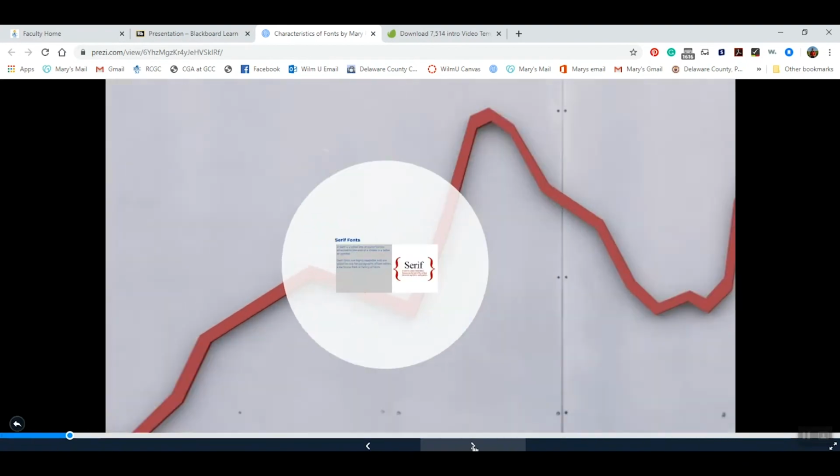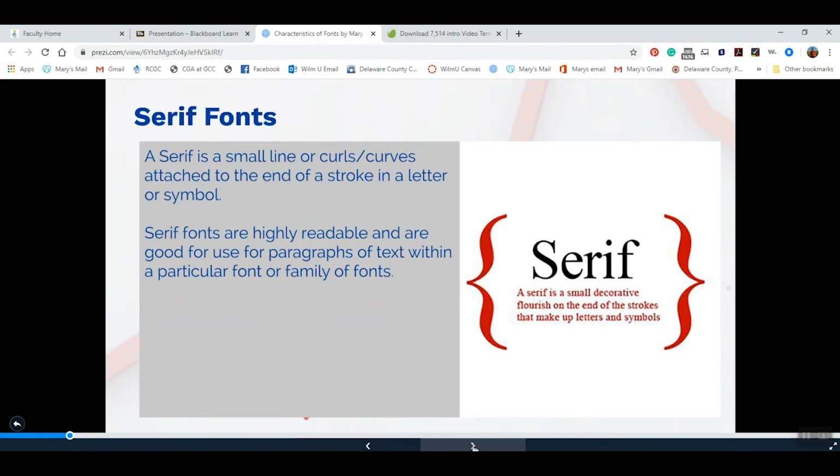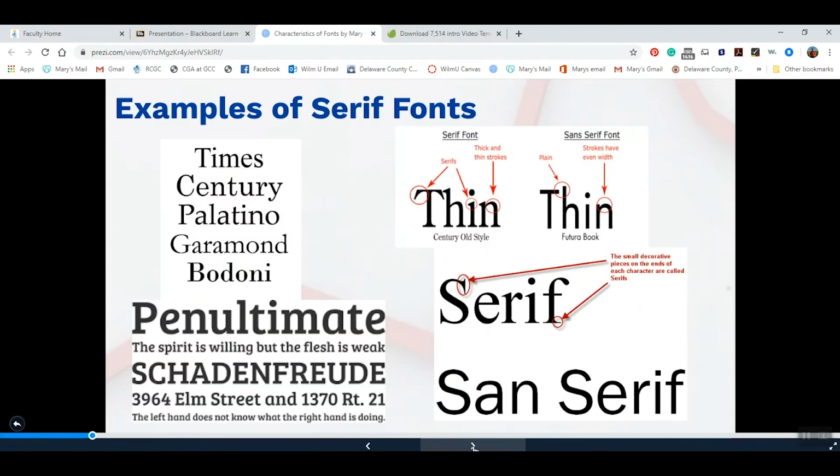So the first type of font is called a serif. The term serif means curls or curves. So when you look at a type that has these little tiny curves at the end of them, that is what we call a serif. Serifs are highly readable and they're good for paragraphs of type.